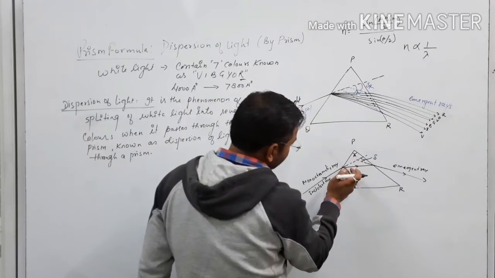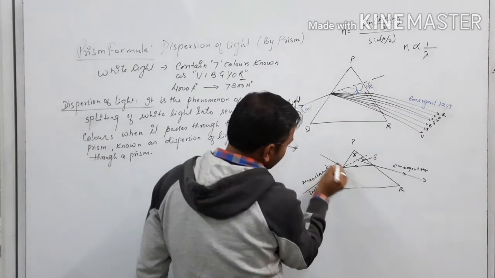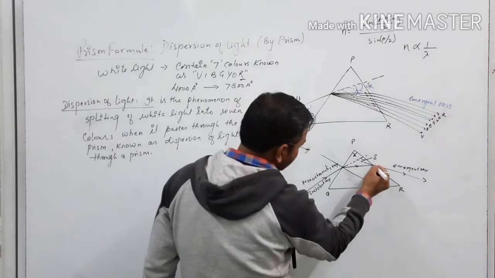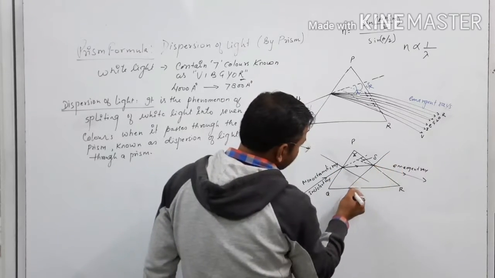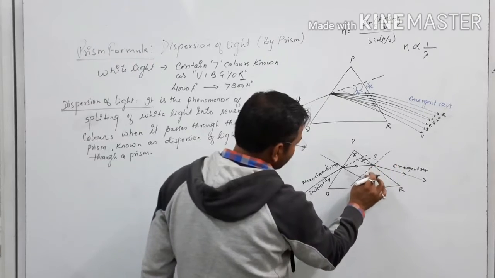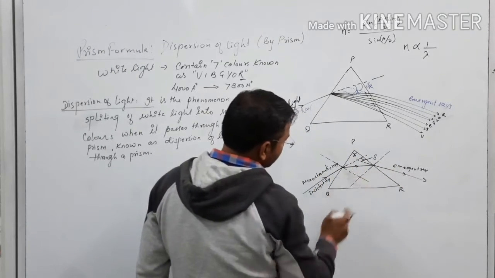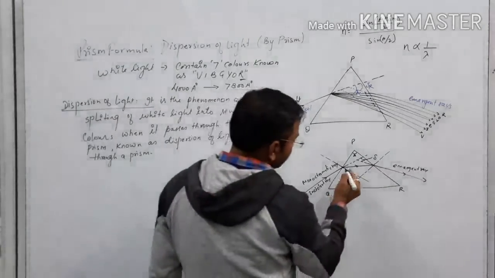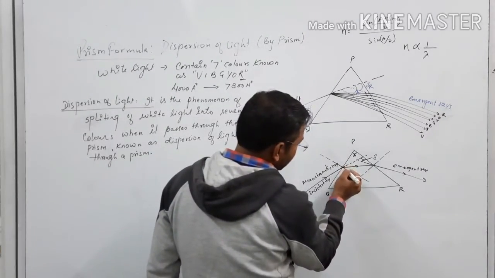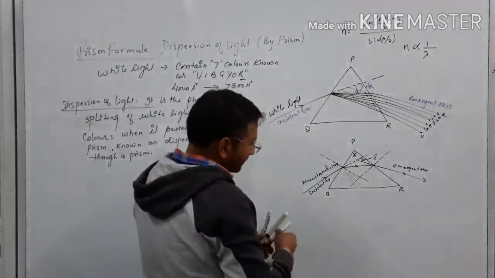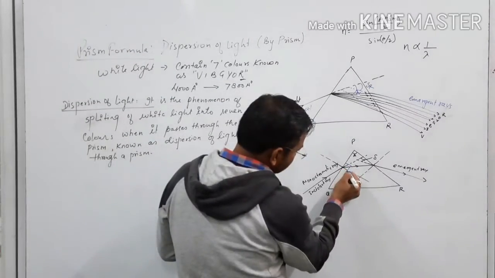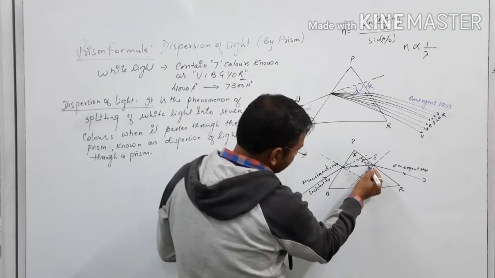here we will draw the normal. I did not draw the normal initially; I drew the diagram randomly. You can draw the normal. This is your normal on the surface PR and PQ. Point clear? This angle is 90 degrees. This angle is 90 degrees. Listen carefully.